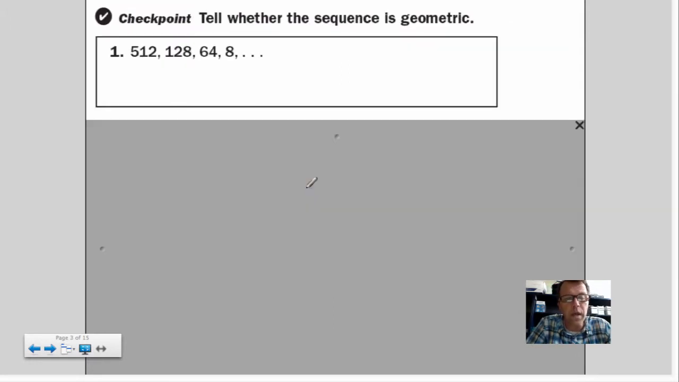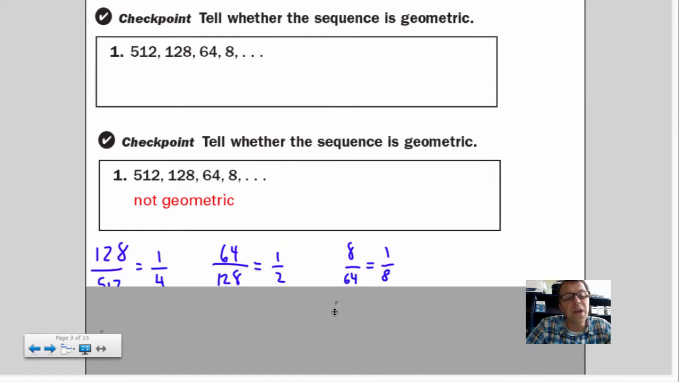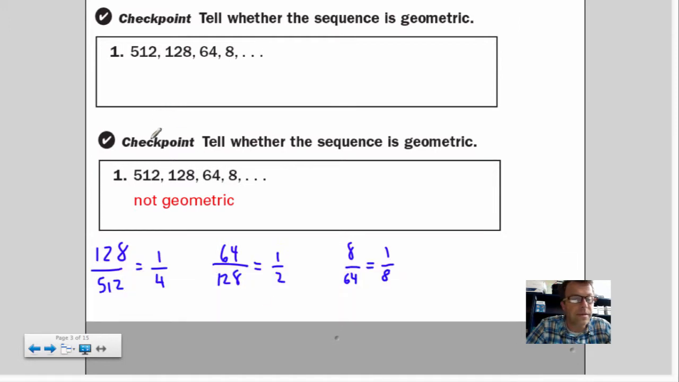See if you can figure out if this is a geometric sequence. Again, take a term, divide it by the previous term. And the answer is, it is not geometric. What a sad sequence. No, it's still a cool sequence, but it's not geometric. I divided the 128 by the previous, got a fourth. Then I took 64 divided by 128, got a half.